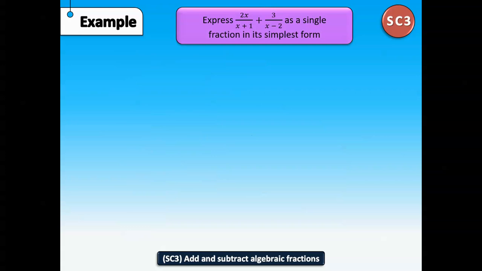Here's another example. So this time we're adding the fractions together, but I've still got to make the denominators the same. To do that this time, I need to times this fraction by x minus 2 and this fraction by x plus 1. Remember to times both the top and the bottom.